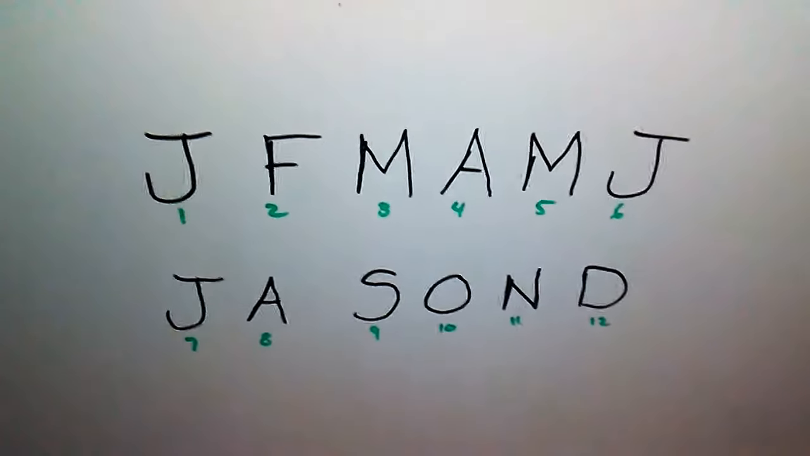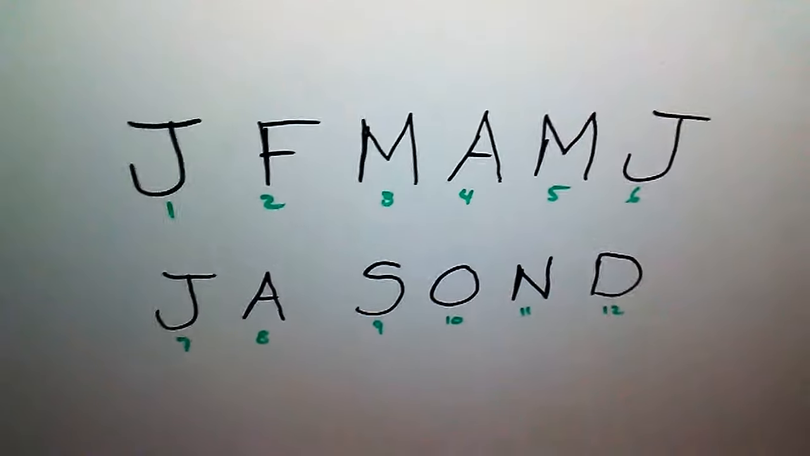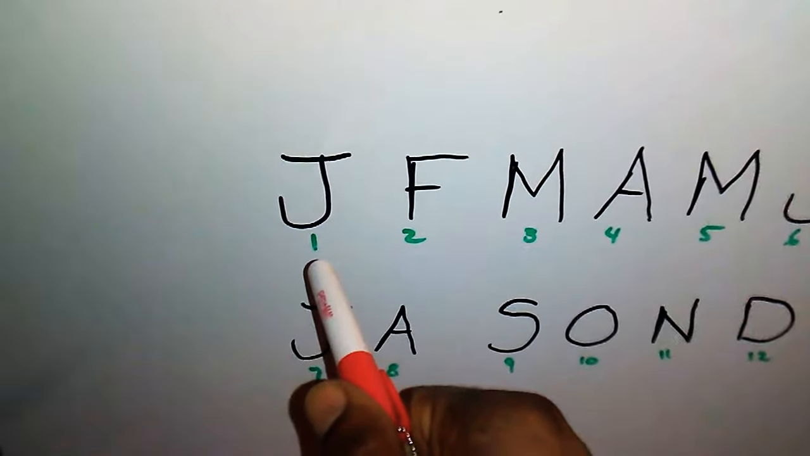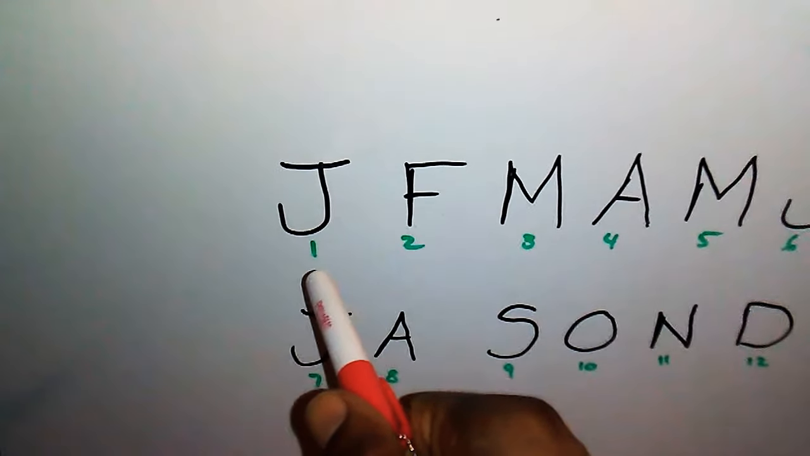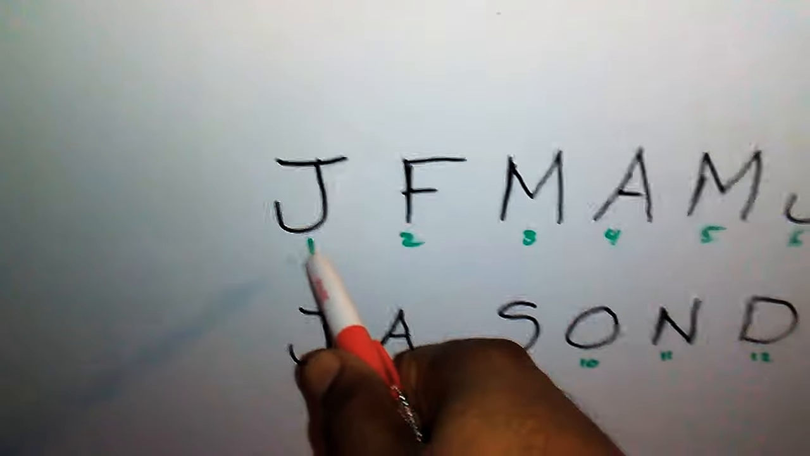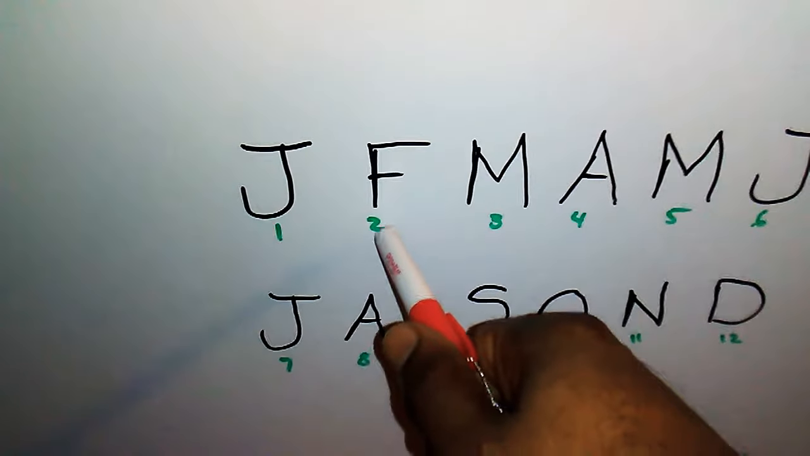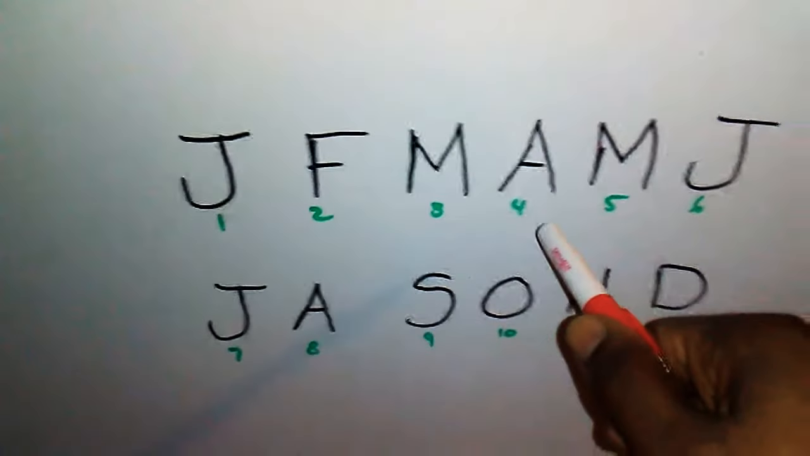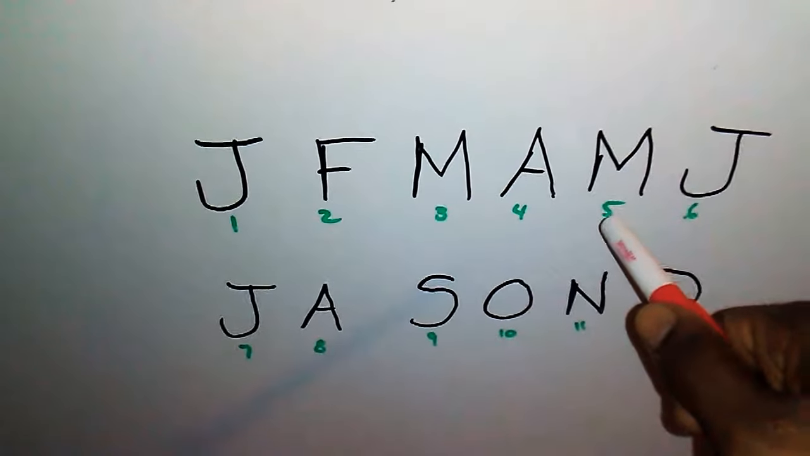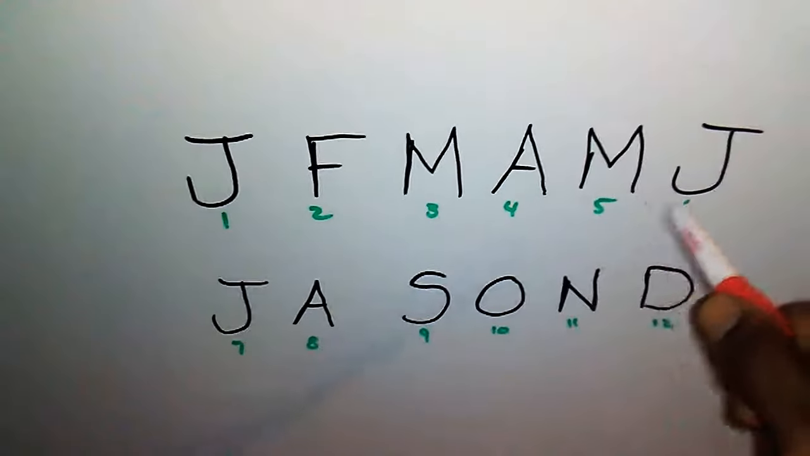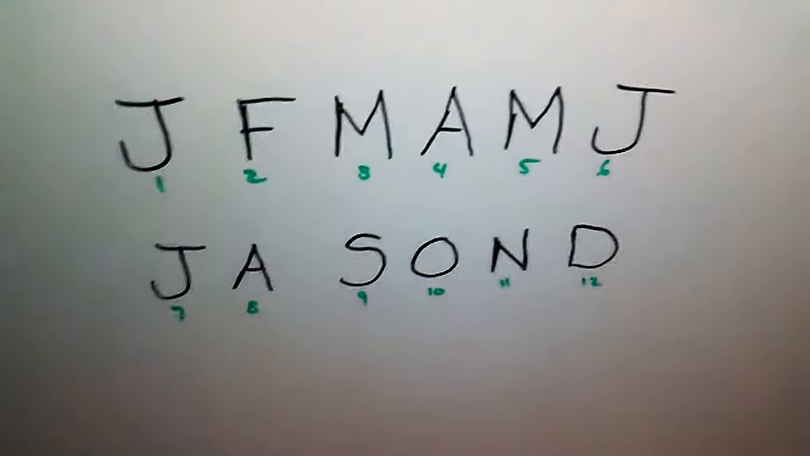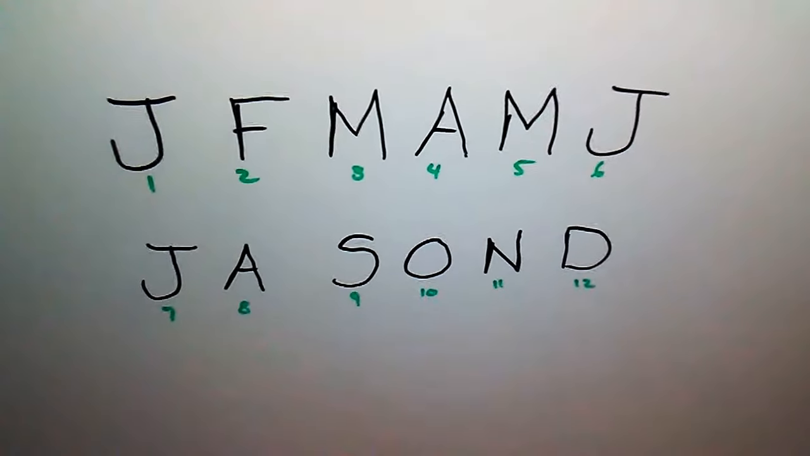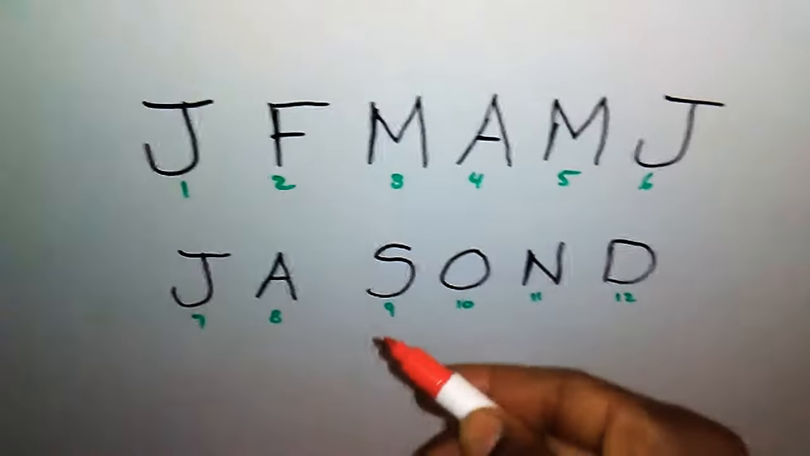Alright. Now remember, these numbers represent the months. Okay? Because 1 is January, 2 is January, February, March, April, May. It's the 5th month. 6, June, and 7, July. Right? Now, let's get to the signs in the code talk.